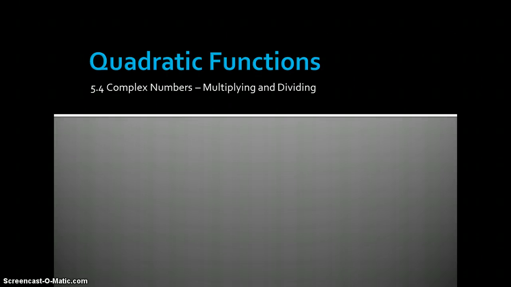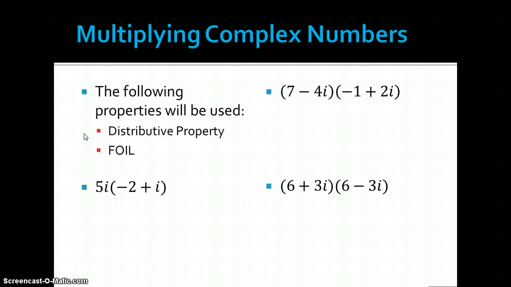We're going to continue discussing complex numbers. We have added and subtracted during class. We're going to take a look this evening at multiplying and dividing them. Multiplying, I think you'll find something similar. We're going to use the distributive property and the FOIL process to multiply complex numbers. Just a couple of different types of examples you may see up here.